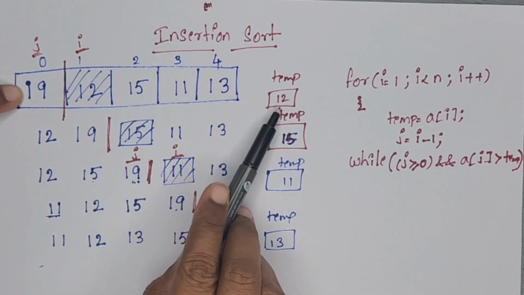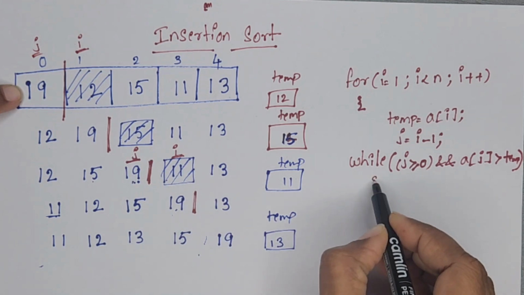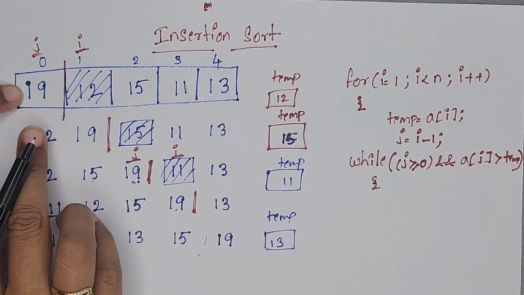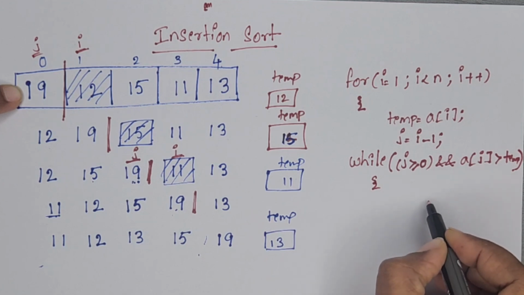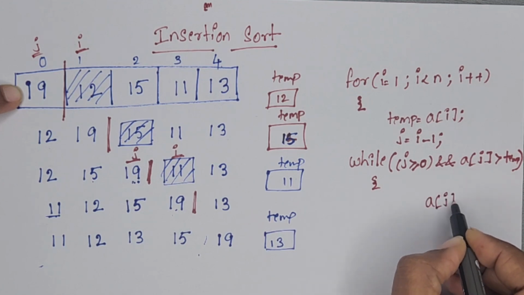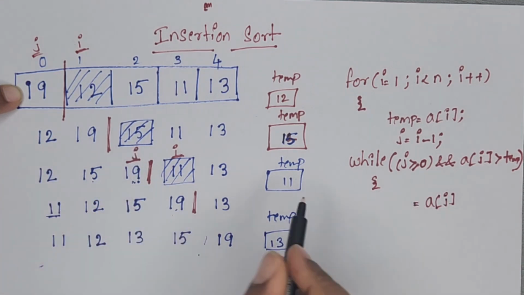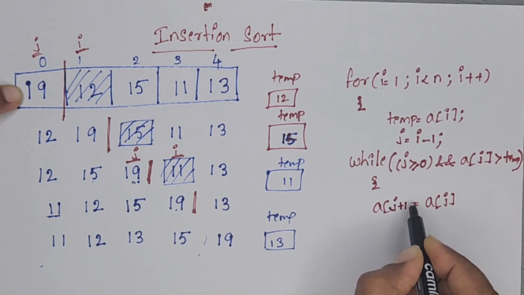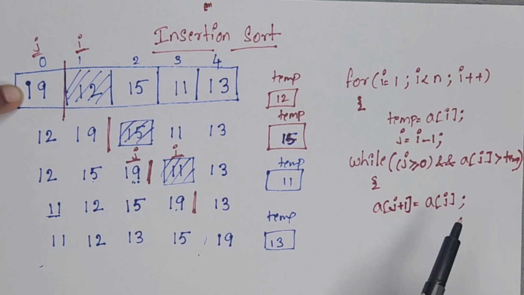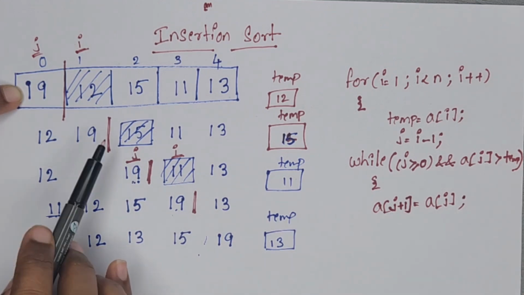If 19 is greater than 12, then what we have to do? We have to insert it to the next position. Now this a of j element, we have to shift it to the next location. Next location means a of j plus 1. A of j is assigned to a of j plus 1.